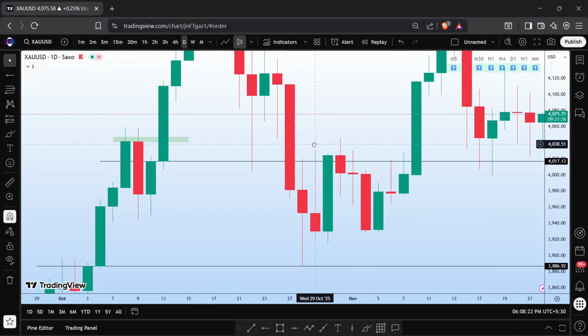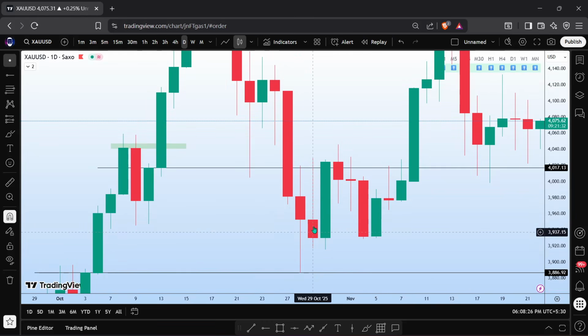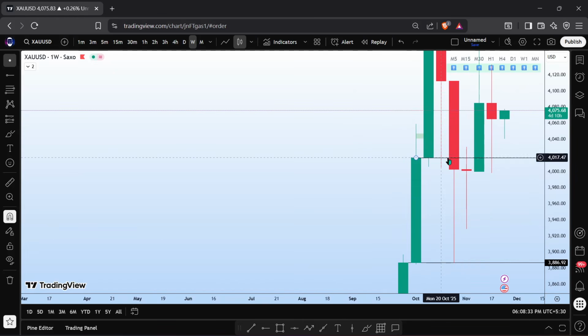Okay. So let's say you took an opportunity. On the very next day, you will look for another daily or weekly key level. So we had a weekly level over here, right?